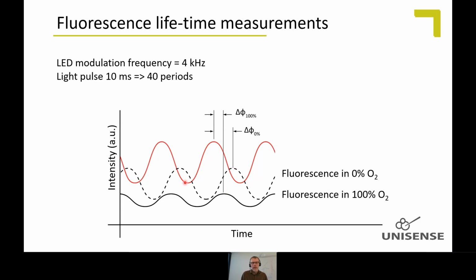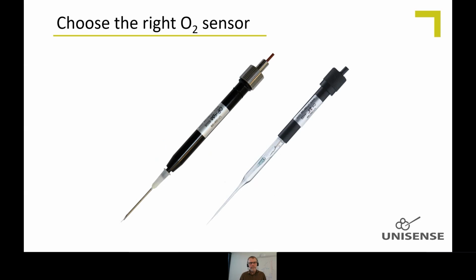And the optical meter does a fast Fourier transform of these waves and determines the position of the peaks very accurately, so it can determine the time delay or the time shift between the peaks of the emitted light and the fluorescent light. And that is what is used for measuring the oxygen.